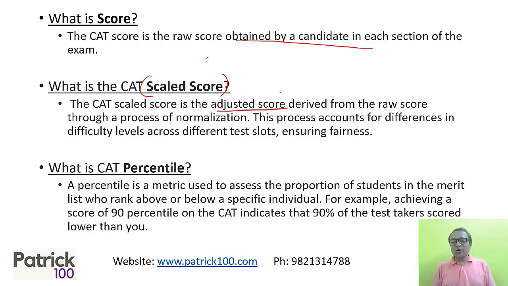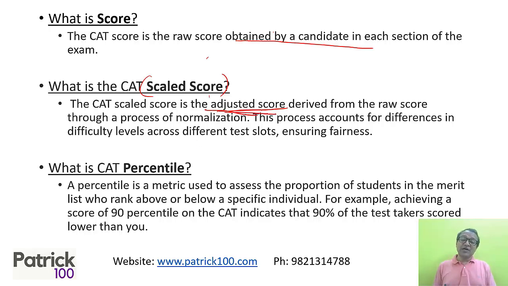There's a process or a formula with which they do the whole scaling process, and from that you get a scale score. The idea is to normalize. You should not have a problem because your paper was tougher. So they try to normalize across sections so that they can compare marks across papers of a different level of difficulty. So that's called the adjusted score.